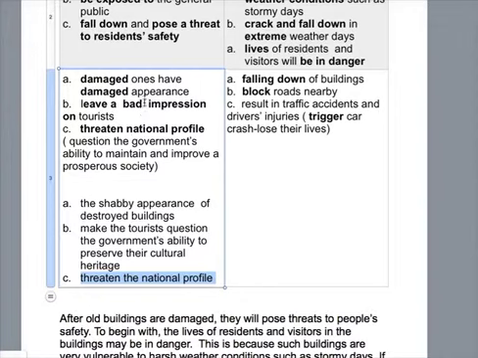So let's compare these two. Damaged ones have damaged appearance. I use shabby appearance. So more specific. And question, I put question. I just change this one, the C to the B, instead of writing leave a bad impression, because leave a bad impression has the same meaning as question the government. Can you understand? Well, I would say you question the government first, then you will have a bad impression on this society, on this government.